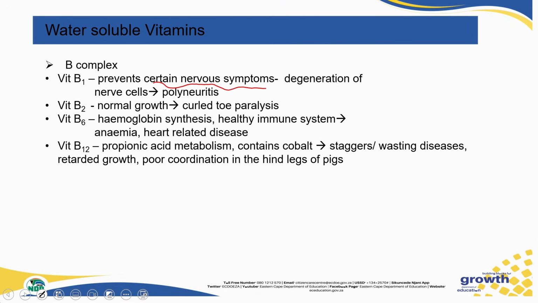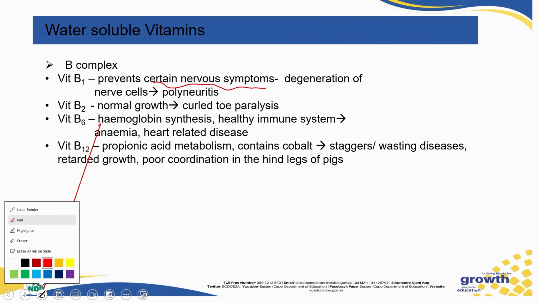Then vitamin B2, if an animal has a shortage of B2, it will be shown by curled toe paralysis. That curled toe normally occurs in chickens. B6 is for hemoglobin synthesis. We know hemoglobin is an oxygen carrier in the blood. So if an animal is lacking B6, it will have a disease called anemia, and it will be shown by fatigue in the animal's body.